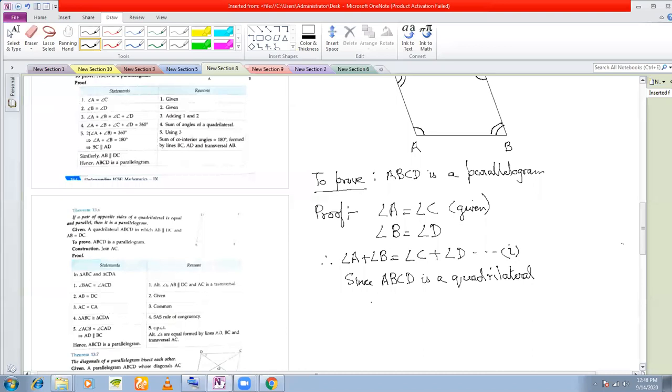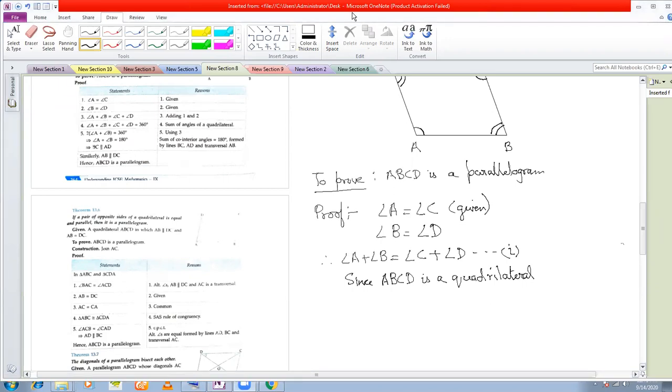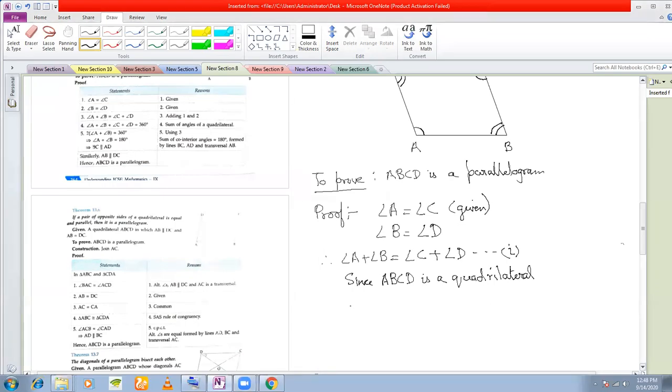Sum of interior angles of a quadrilateral is 360 degrees. Can all of you hear me or not? Yes, sir. Angle A plus angle B plus angle C plus angle D is equal to 360 degrees.